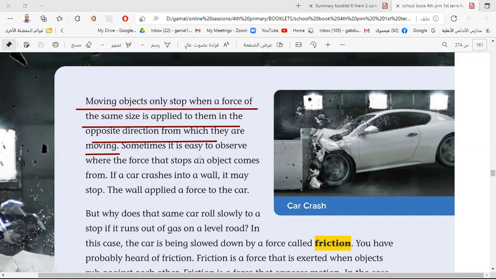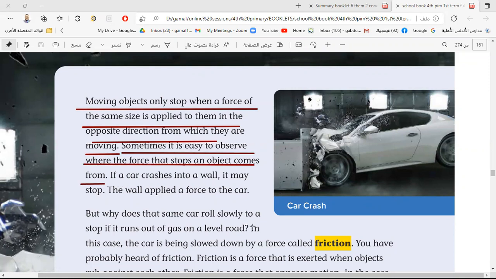But suddenly, if it crashes into a wall, the wall acts with another force in the opposite direction. So the car stops suddenly. Sometimes it is easy to observe where the force that stops the object comes from.